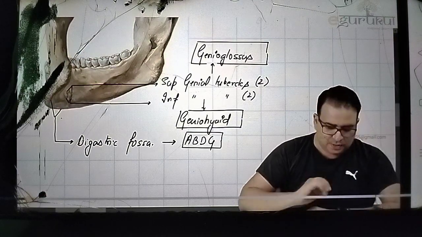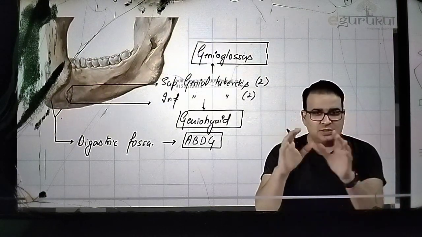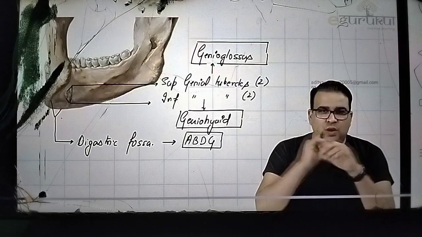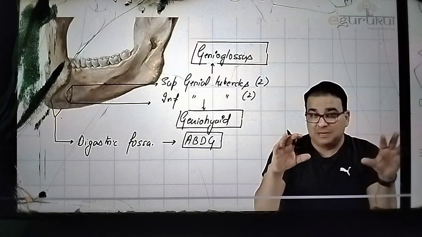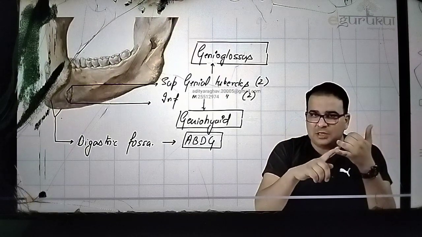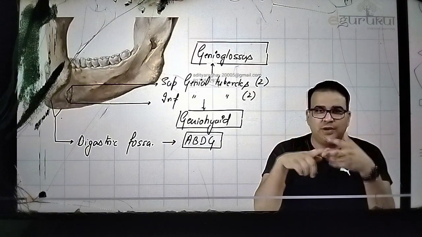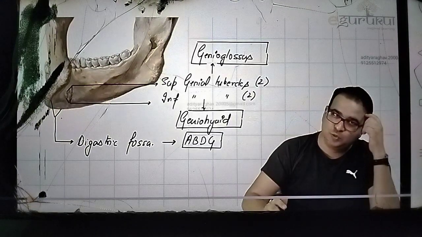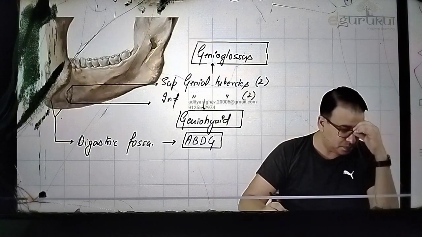I still haven't told you about any muscle of mastication, because that we are going to discuss separately. So apart from muscles of mastication, there are other muscles also, like mentalis, and all these muscles are attached here. But the important muscles that you should remember here are digastric attachment, digastric fossa, anterior belly of digastric, geniohyoid, genioglossus, mylohyoid. These are the important muscles to be remembered apart from muscles of mastication.